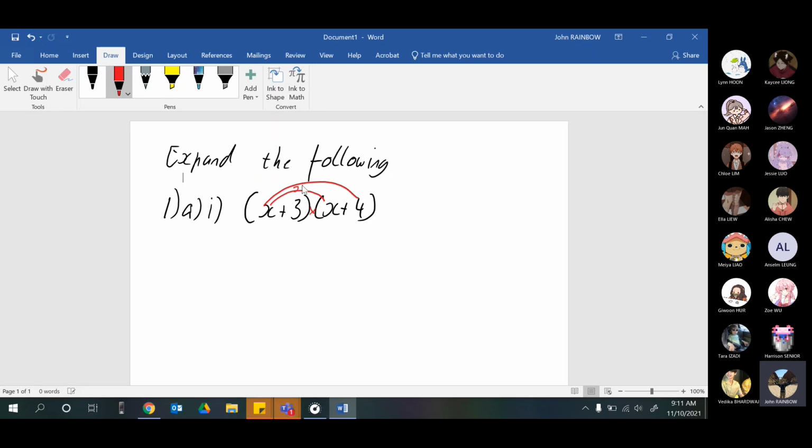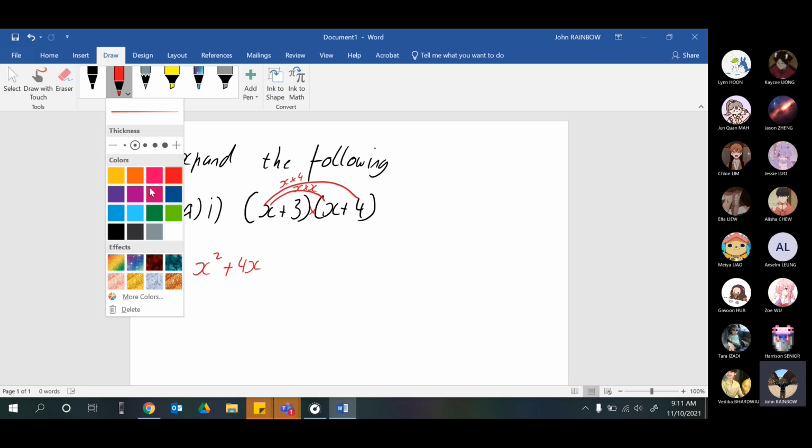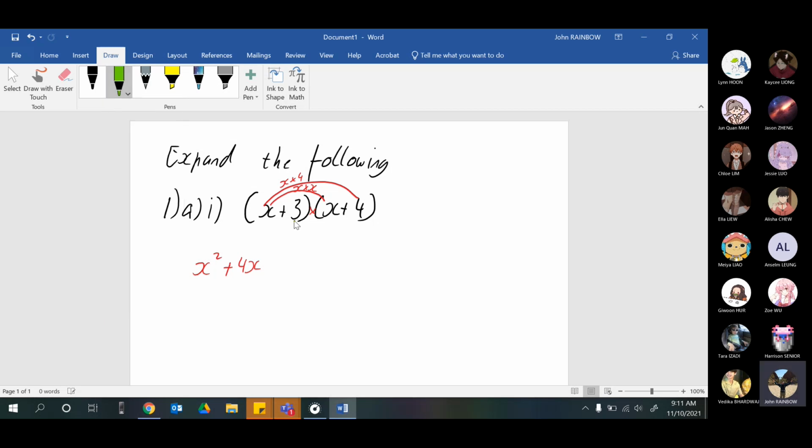So this multiplication is like x multiplied by x. X by x would give you x squared. Then we've also got this one gives you x multiplied by positive 4. X times 4 gives you 4x positive, so plus 4x. Then we have the other expansion, which is the plus 3. So we've got plus 3 by x. So that's 3 by x. That's going to give you 3x. And then we have 3 by 4. And that will give you plus 12.